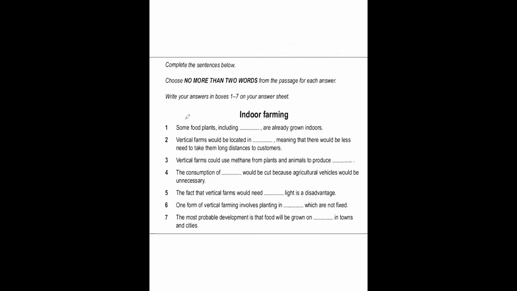Let us read the first question. Take the keyword and arrive at the location so that we save a lot of time. Some food plants, including dash, are already grown indoors. Please remember your answer should not be more than 2 words. Some food plants, including dash, are already grown indoors. My answer will be the name of a food plant, and my keyword can be indoors, as that is kind of the closest one here. Let's go to the first paragraph, first line.